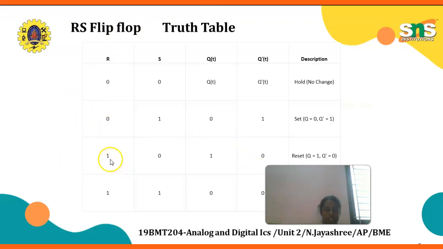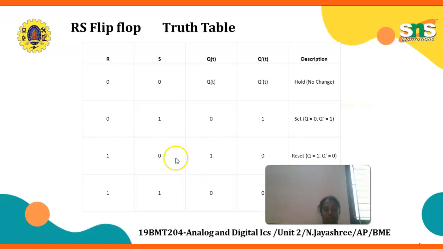In the previous output we had 0 and 1, but here the input is 1 0. This previous Q was changed from 0 to 1, and this Q dash is changed from 1 to 0. At last, 1 1 is the last input. If R and S both inputs are 1, the output is 0 0. It is an invalid state. This is the RS flip-flop truth table.